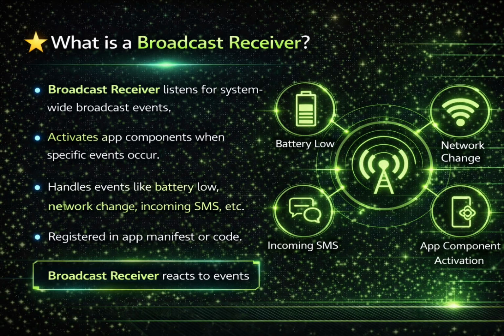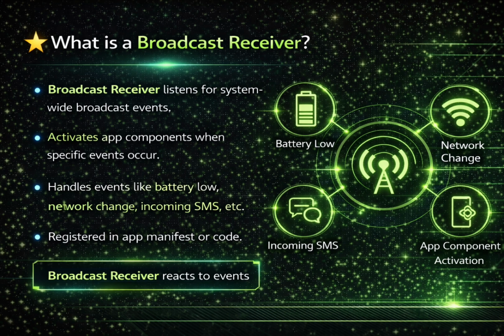Broadcast receiver. A broadcast receiver is a component that listens for system-wide or app-wide broadcast messages. It responds whenever a specific event occurs, even if the app is not running. Android sends many broadcasts automatically. For example, when the battery level is low, when the device connects to or disconnects from the network, when the date or time changes, or when the phone has just completed booting. Your app can also send and receive custom broadcasts for internal communication.